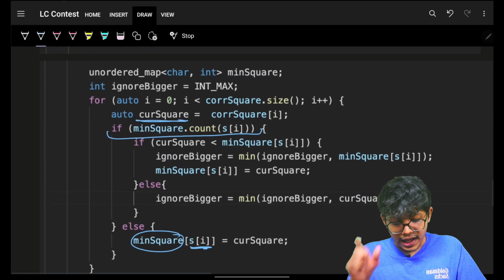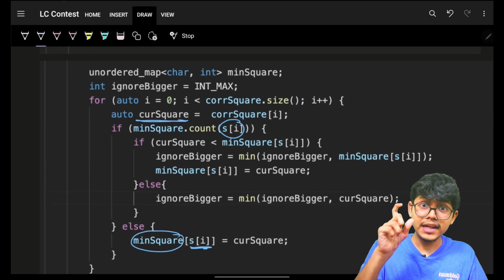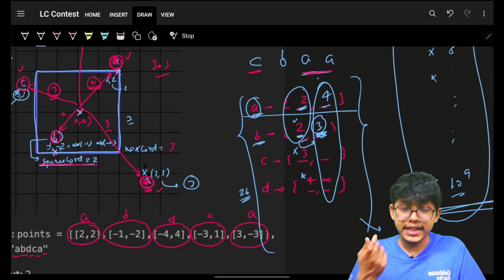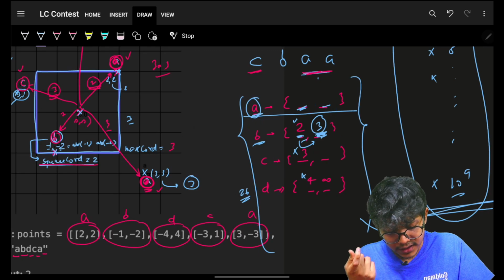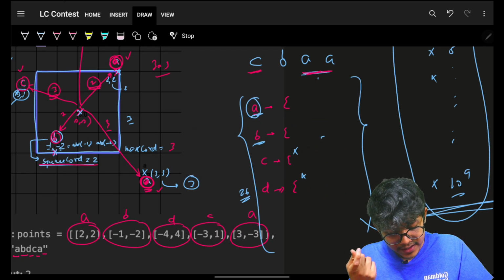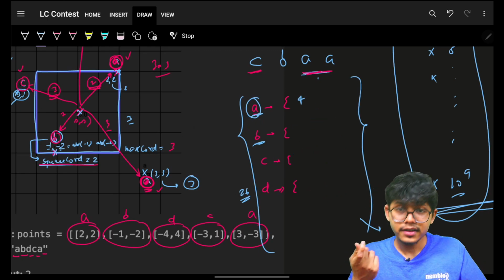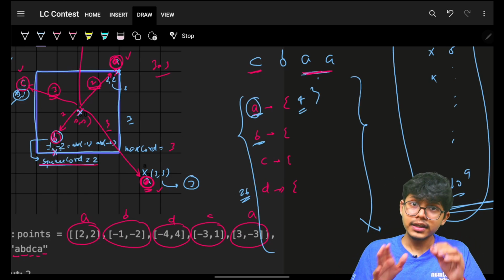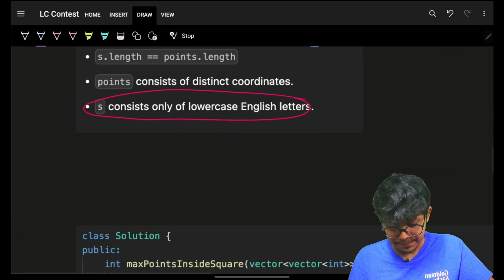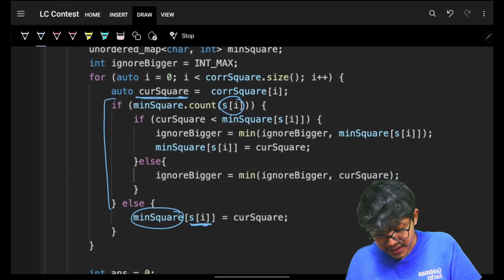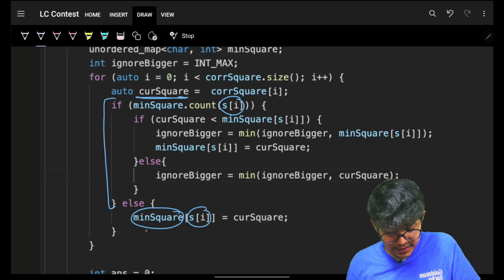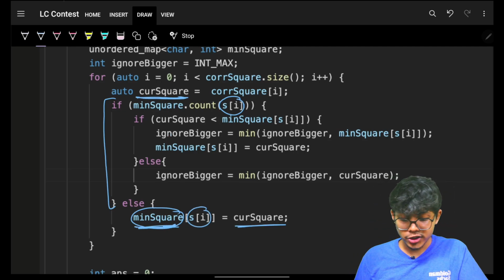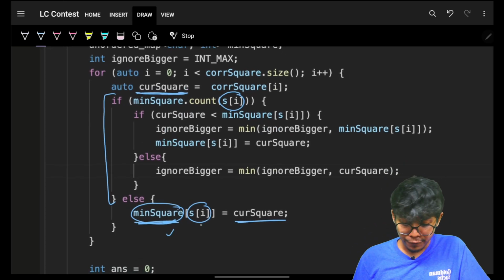Okay, now I have got, for this specific character, taking the reference, let's say I got a. I'm, let's say, getting a for the first time. Let's say I got a square of 4. Again, this is not ordered, so I can get in any order. Let's say I got a square of 4 for a. If it's the first time, I will simply update the minimum square as the current square value, which is 4. Right now the minimum square for a as a character is 4.